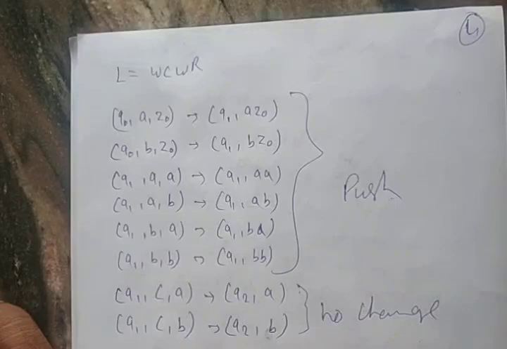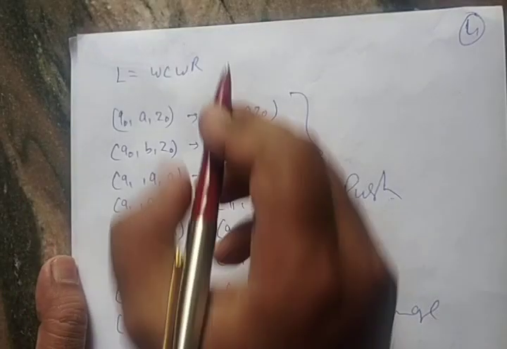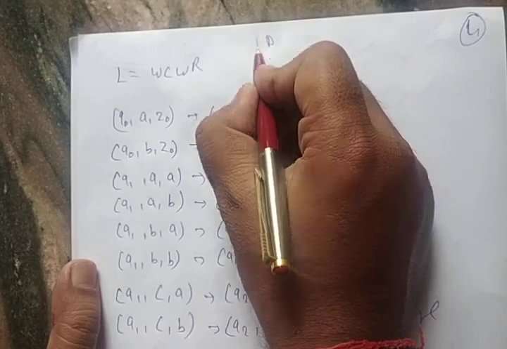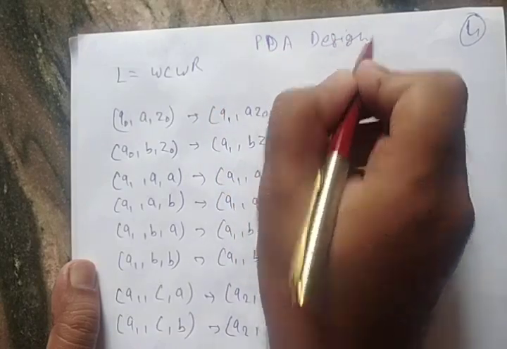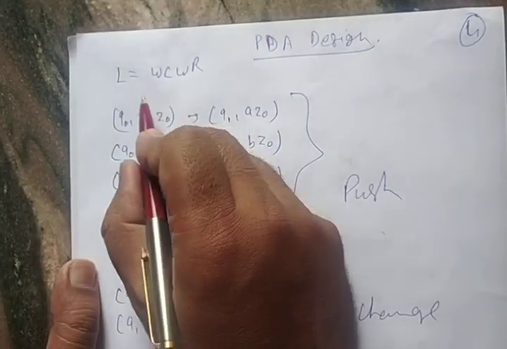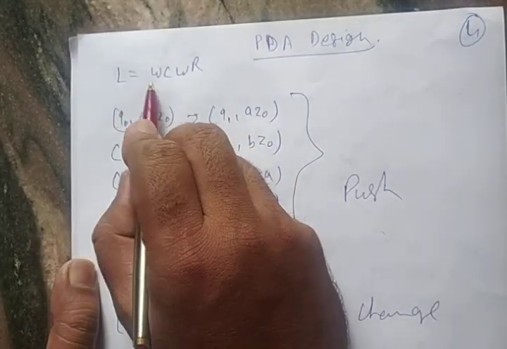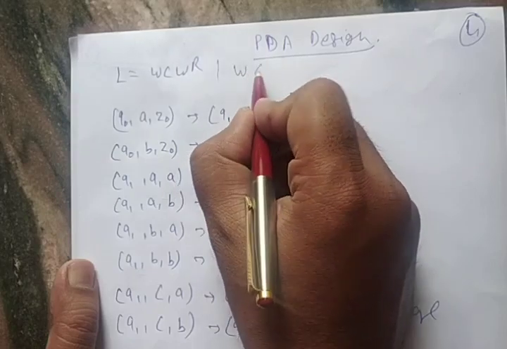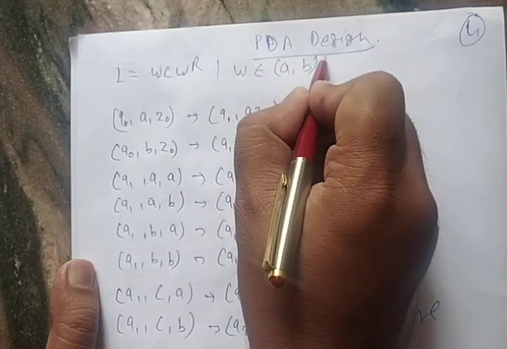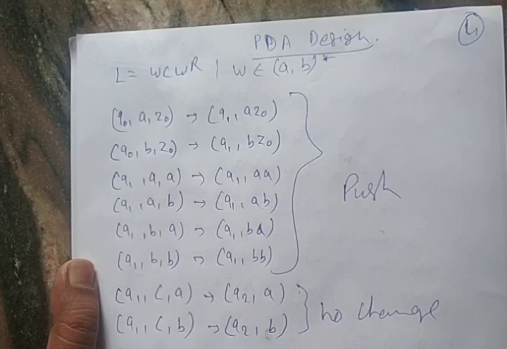Hello students, let's take another example of PDA design. Now I am going to take one language, that is L is equal to WCWR, where W belongs to (A, B) star. Now what does this mean?